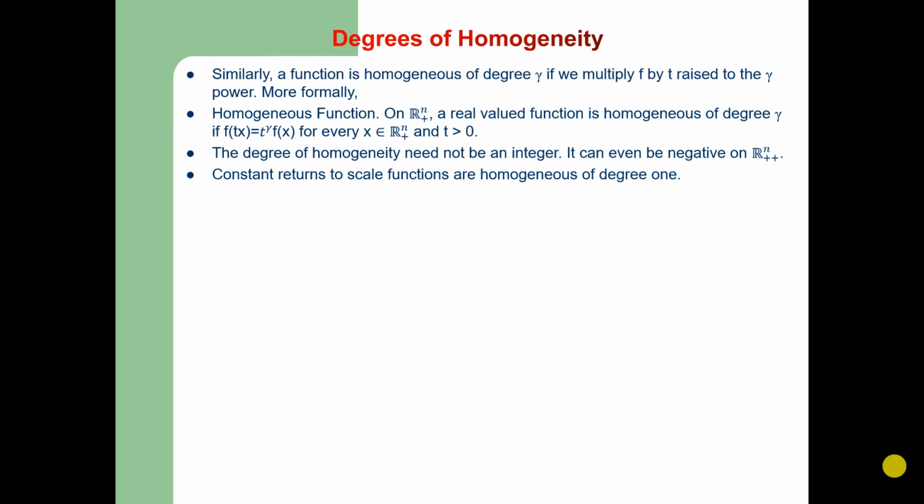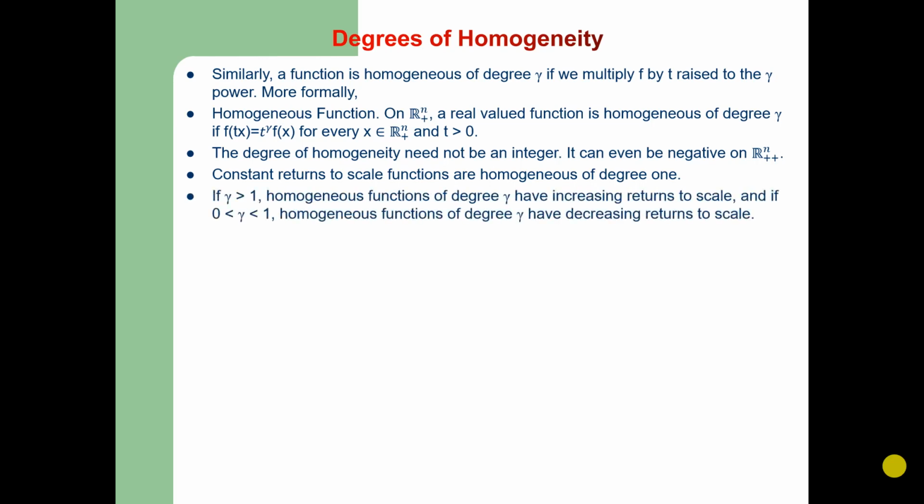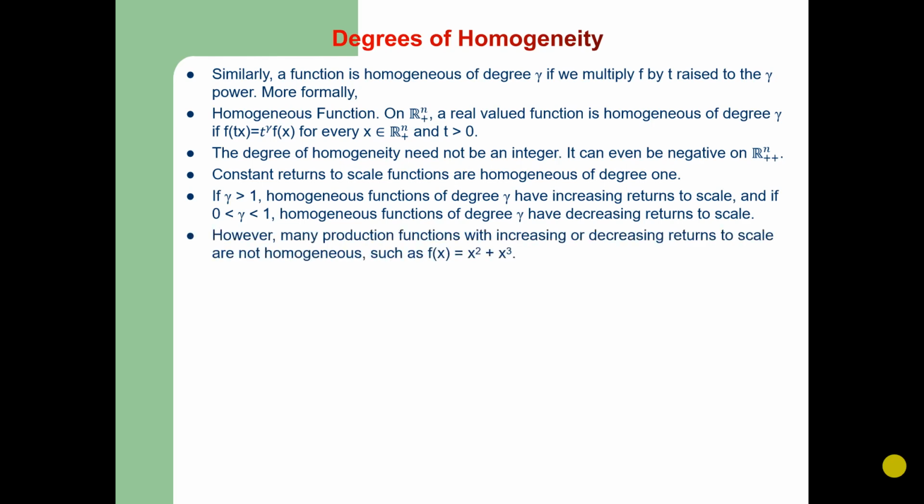Constant returns to scale functions are homogeneous of degree 1, as I mentioned earlier. If gamma is greater than 1, homogeneous functions of degree gamma have increasing returns to scale, and if 0 is less than gamma is less than 1, homogeneous functions of degree gamma have decreasing returns to scale. However, many production functions with increasing or decreasing returns to scale are not homogeneous, such as the function f of x is equal to x squared plus x raised to the power 3.